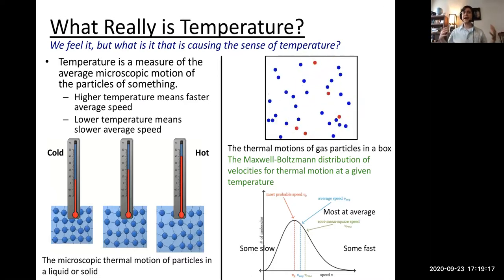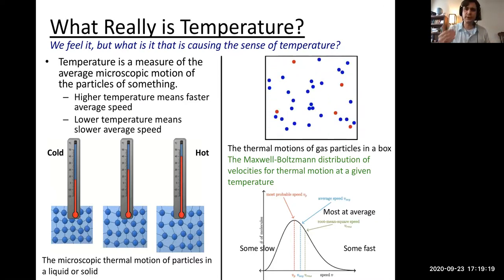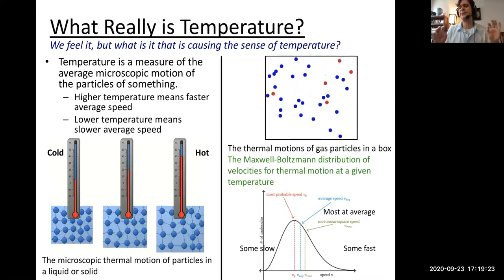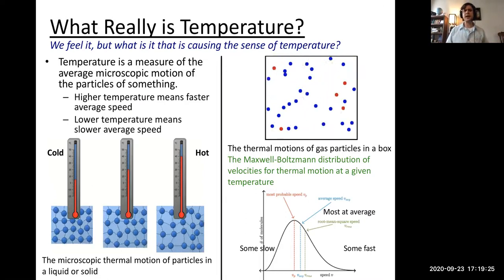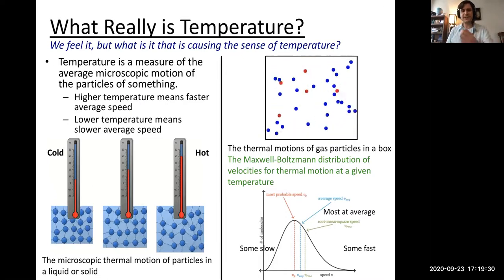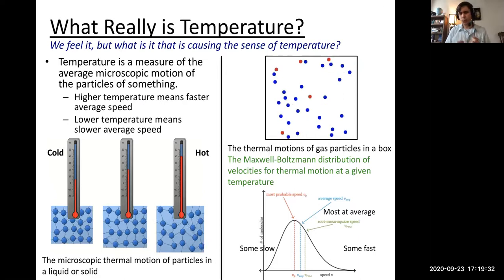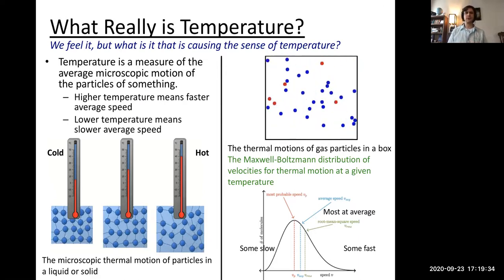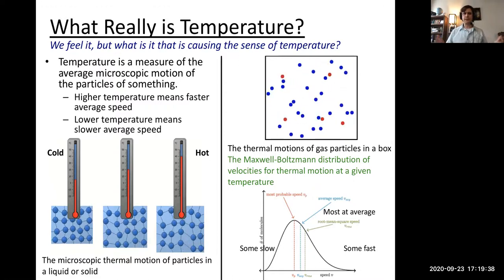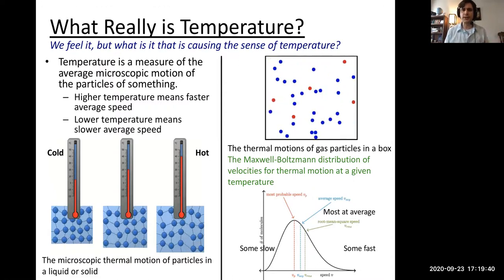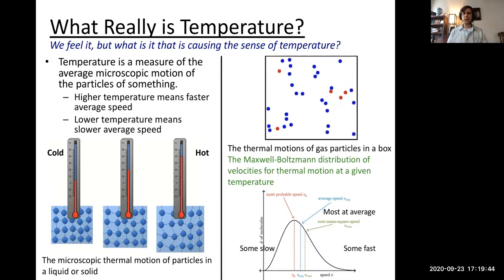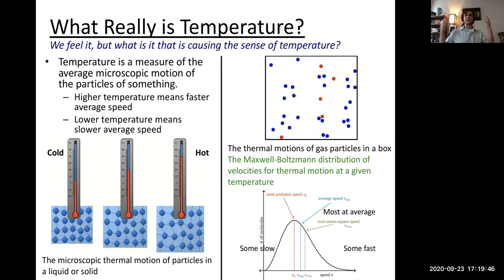And here we're actually going to get at the true definition of what temperature is, or I should say one definition, maybe not the true one. It's always a dangerous thing to say. One of the physics definitions of temperature: temperature is really just a measure of the microscopic motion of the particles of whatever you're trying to measure the temperature of.